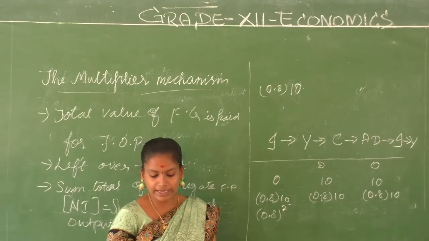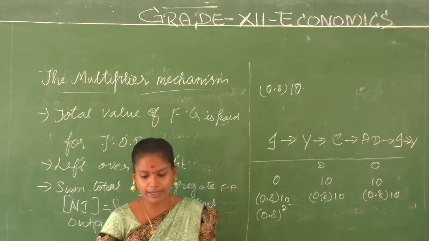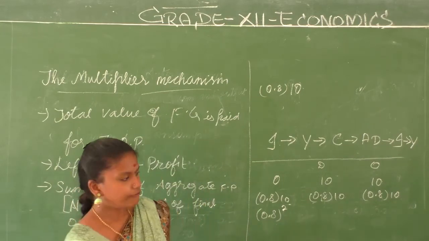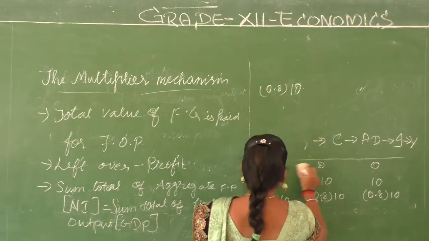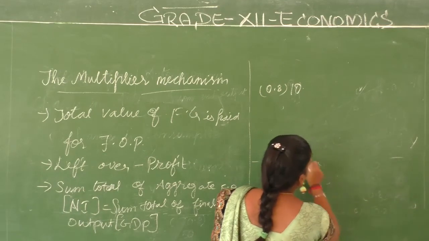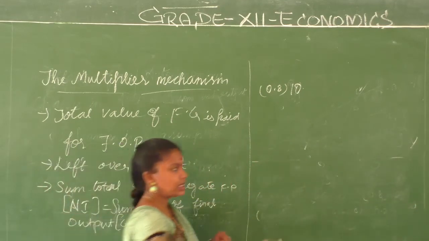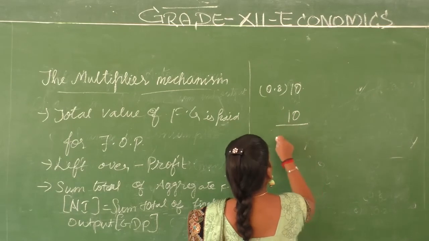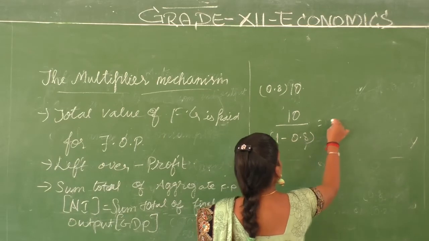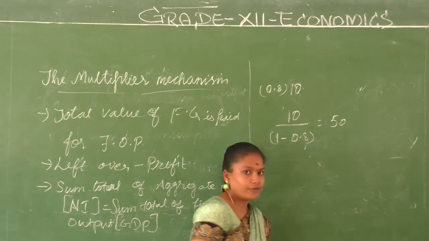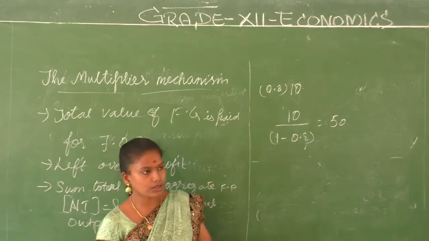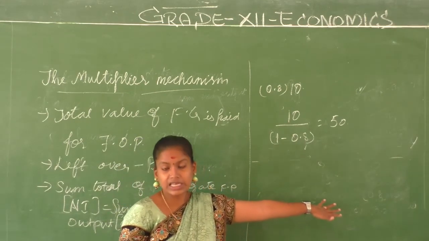So how do you find it out? What is the multiplying factor, or how much is the change in the income? How will you find it out? By finding it in this formula. See, the autonomous increment given here is 10 by 1 minus the C value 0.8, through which you get 50. So what do you understand by this? The increment in equilibrium value of total output thus exceeds the initial increment.